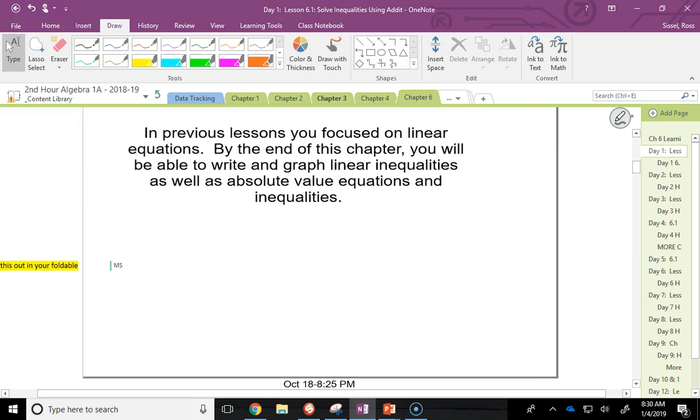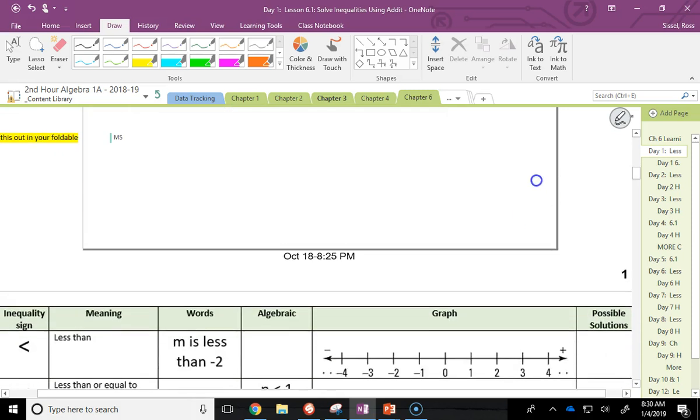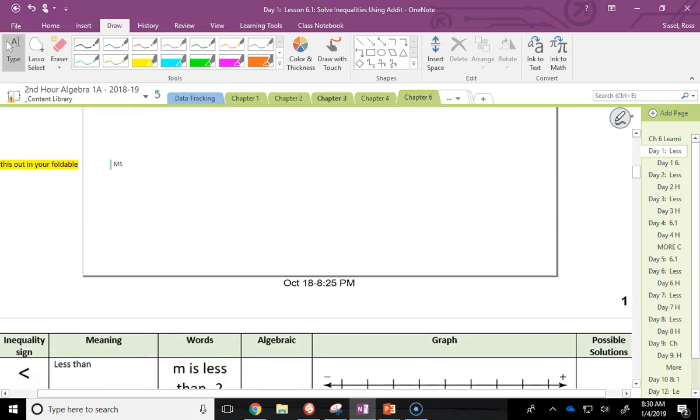In previous lessons, we focused on linear equations. By the end of chapter 6, by the end of this whole unit, you will be able to write and graph linear inequalities as well as absolute value equations and inequalities. I will give you a little heads up. The absolute one is where it kind of tricked up some people in my last class with algebra. But inequalities should not be too much different than what we've worked with before. So, this is where I want you to have your orange foldable out ahead of you.